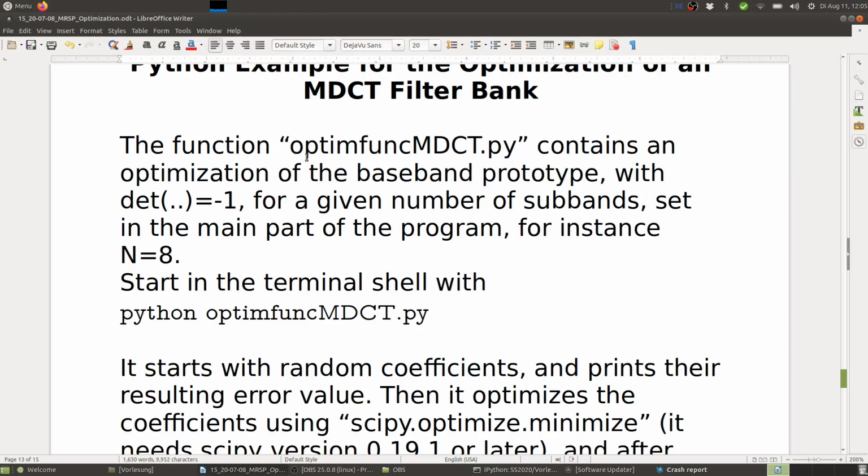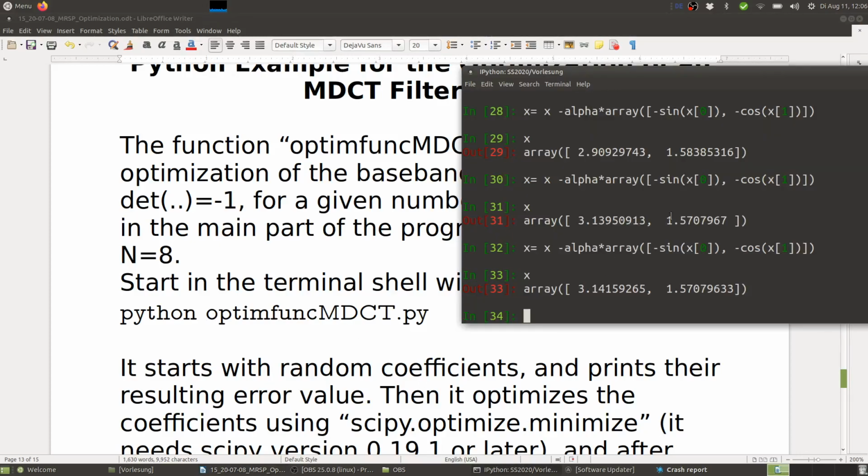Right, so the optimfunc mdct.py contains an optimization of the baseband prototype with determinant equals -1. Here the determinant of the polyphase matrices for a given number of subbands is set in the main part of the program. For instance, here the number of subbands N equals 8. And we can execute it in the terminal shell using Python and then the function name. So let's see what's inside.